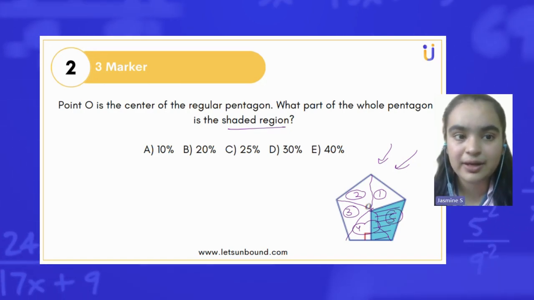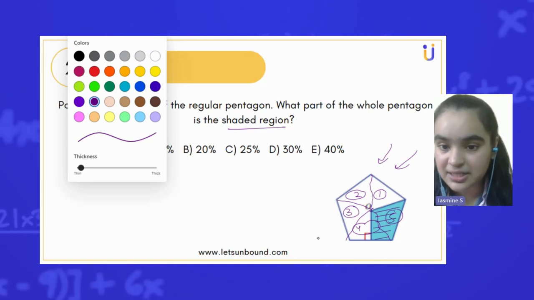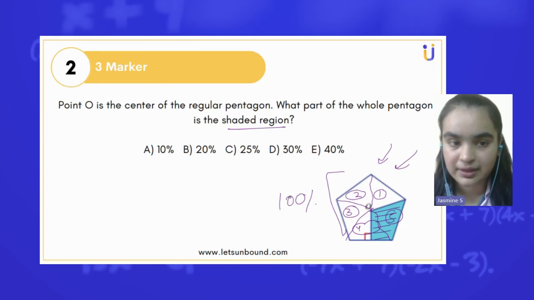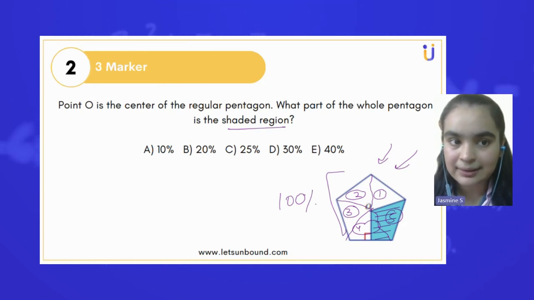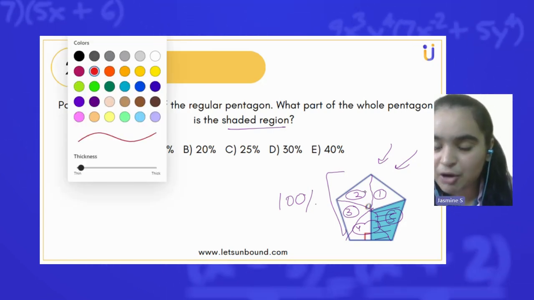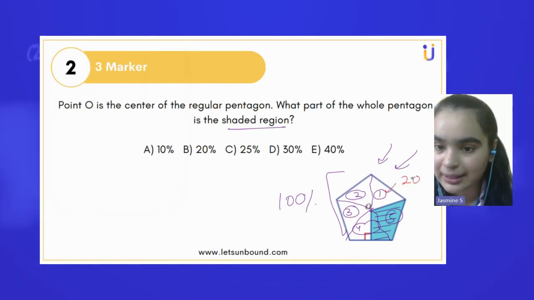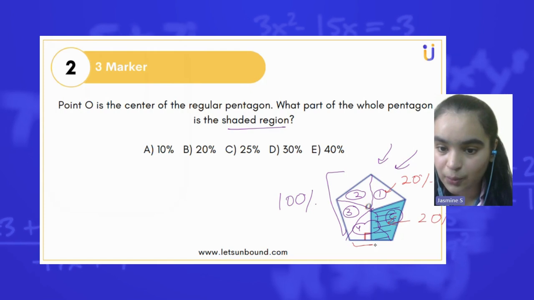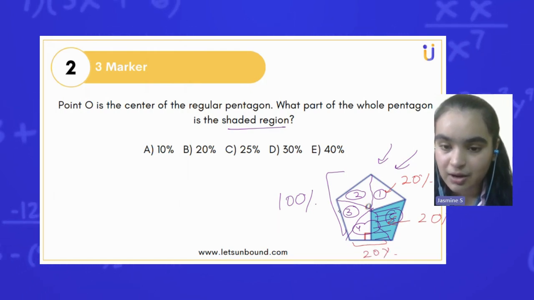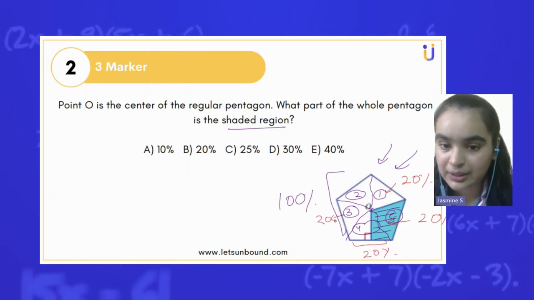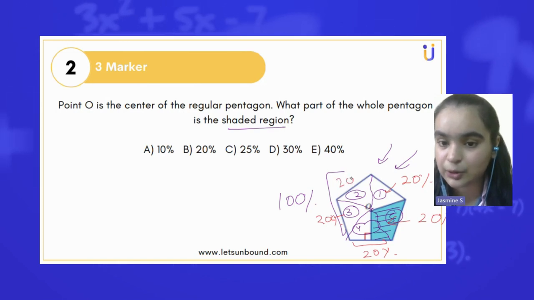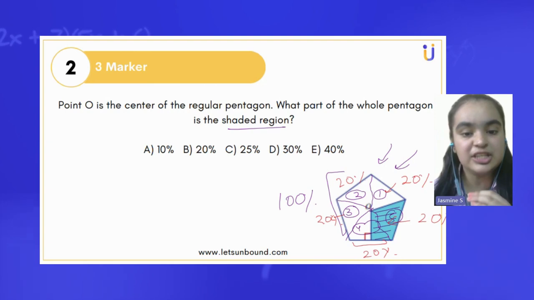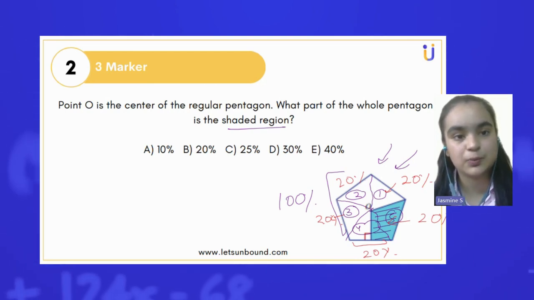And the percentage of this whole figure is 100%. And there are 5 equal parts. So the percentage of each part will be 20%. This whole will be 20%. Third one will also be 20%. And the second part will also be 20%. Now we have a percentage for each equal part. Now this question is very simple.